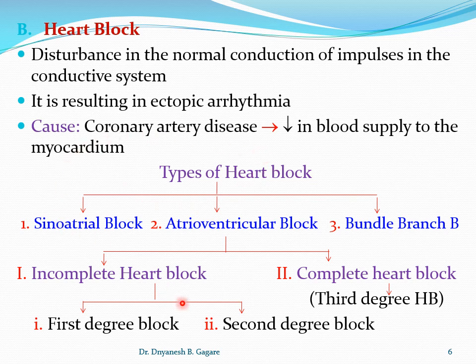Depending on the location of the problem, heart block is broadly divided into three types. First is sinoatrial block, also called SA block, then atrioventricular block, AV block, and the third type is bundle branch block. Now see one by one.